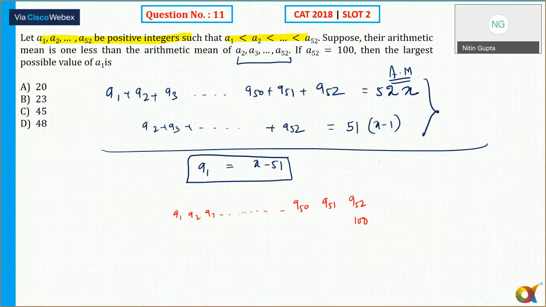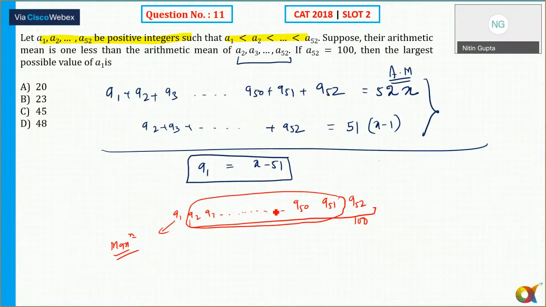Now tell me all of you. From A2 to A52, I need to find the maximum possible value of this. I need to find out the maximum possible value of A. So if A52 is equal to 100, possible values are all of them integers and they have to be different here. So I can say this can be the numbers from A2 to A52. This can be all the numbers, integers, that is 50. All right, that is equal to 51.